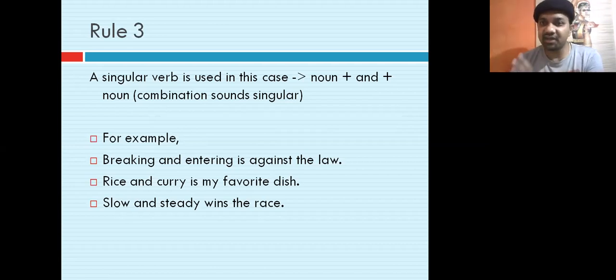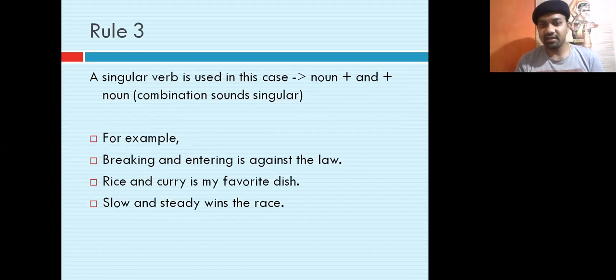Breaking and entering. Breaking and entering is against the law. Breaking and entering, two nouns or subjects are combined together, but it sounds singular. It sounds a singular action. Breaking and entering is a singular action. It appears to be, sounds to be, and it is in some way. So, breaking and entering is against the law.